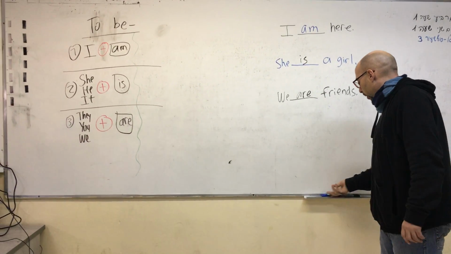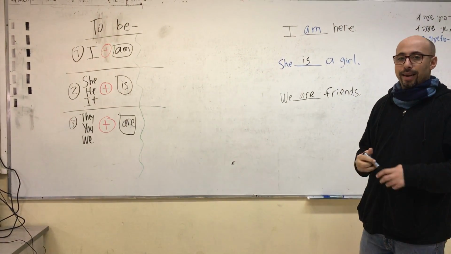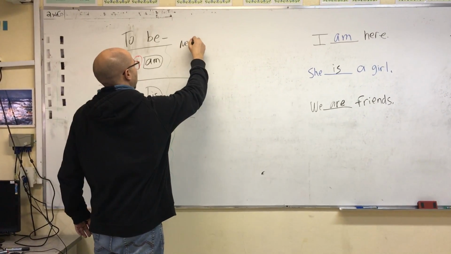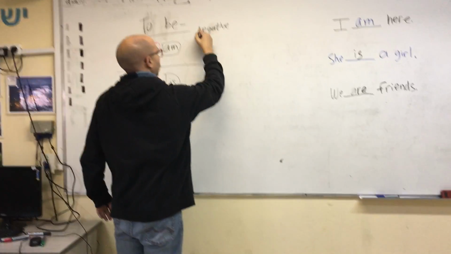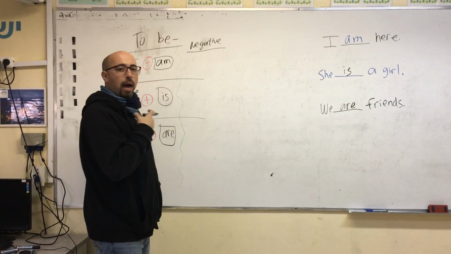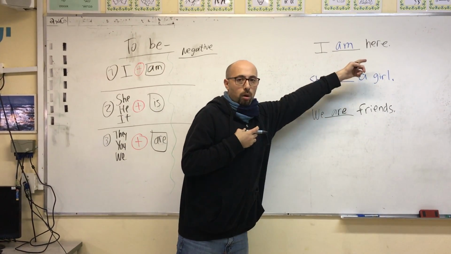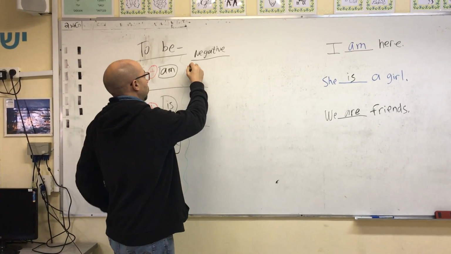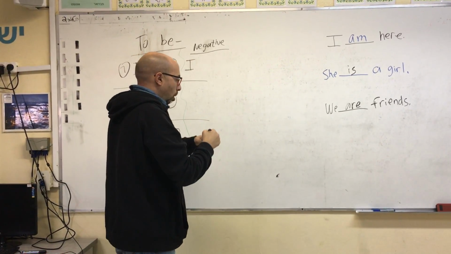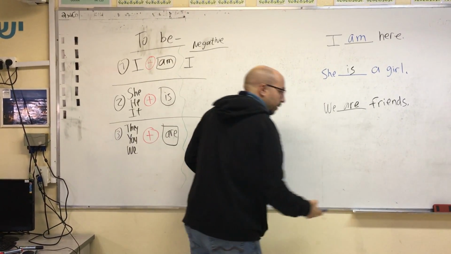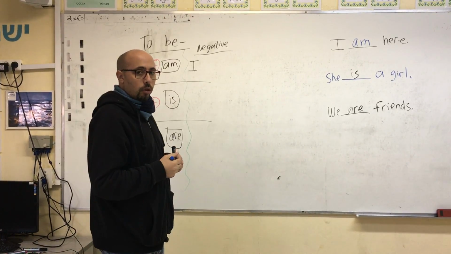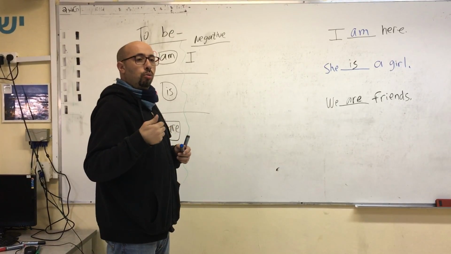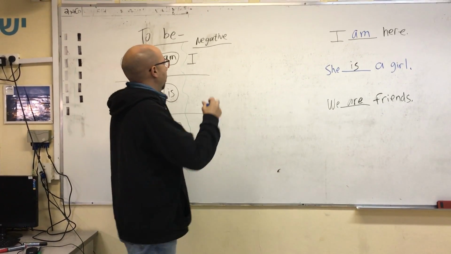Now, it doesn't stop here. We also have to know how to make a sentence negative. Negative is not, something which is not. For example, I said I am here, but I want to say I'm not here. These are rules which are always the same rules, that we just continue to use time after time. The more we practice these things, the more we'll be able to use them automatically and remember them.